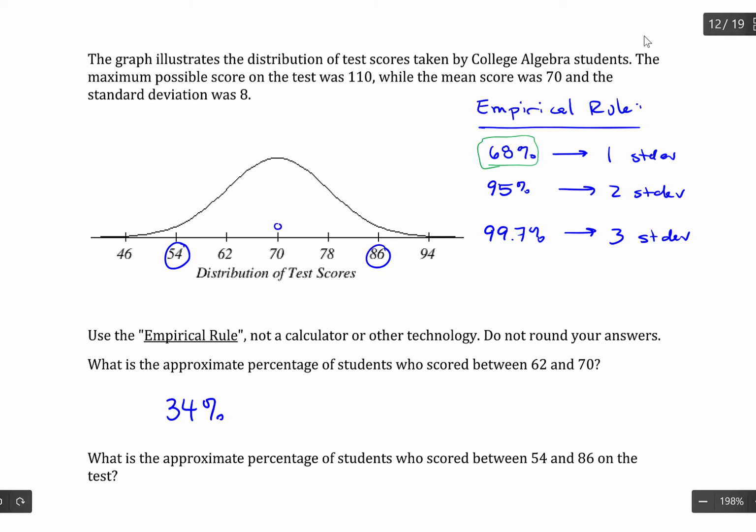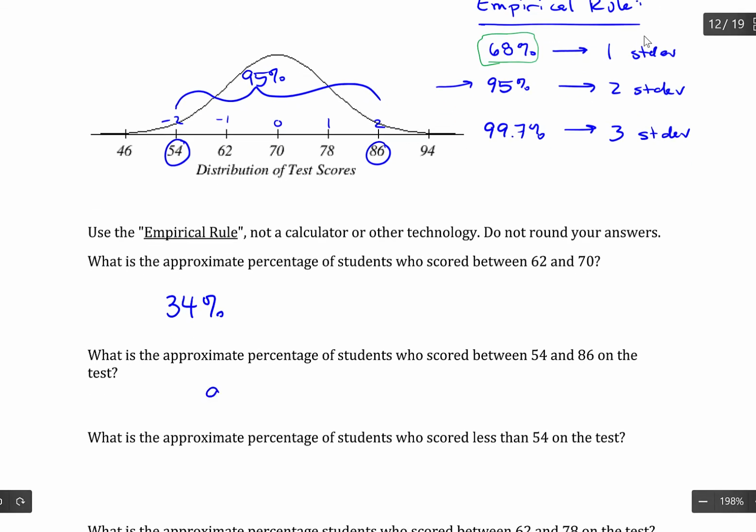This is the mean, so I'll put a 0 above it. This is 1 standard deviation to the right. This is 2 standard deviations to the right. This is 1 standard deviation to the left, and this is 2 standard deviations to the left. So we're within 2 standard deviations of the mean. The empirical rule, according to what's written right over here, guarantees that's going to be about 95% of the overall data.